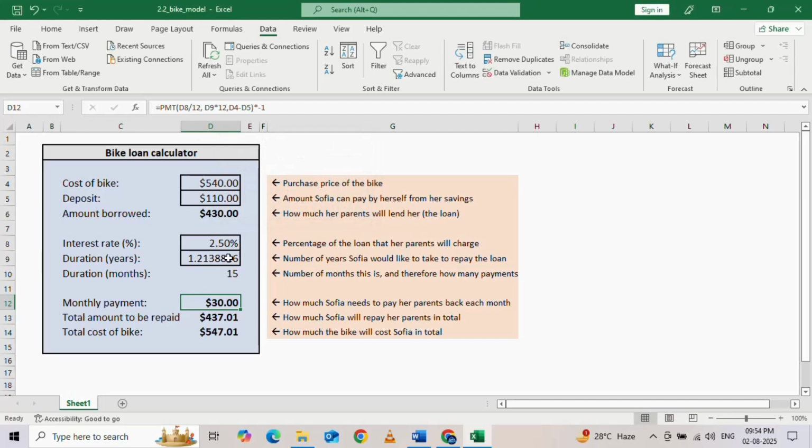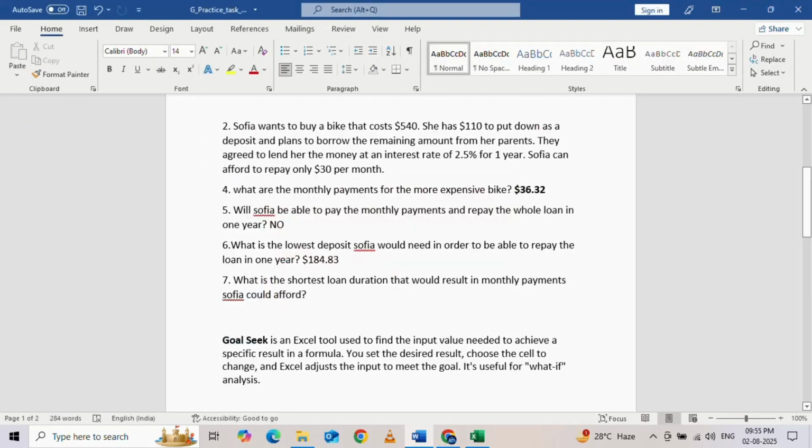Now what is the duration to repay the loan amount? To repay the loan amount with the EMI of $30 is 1.2 years, that is 15 months. Then this is the answer for this question. Okay, with respect to the monthly payment of $30, she could repay the loan amount in 1.2 years, that is 15 months. Now this is the answer.